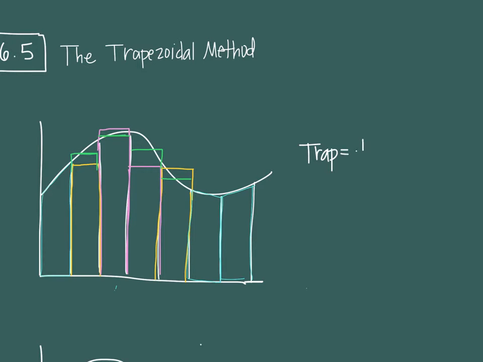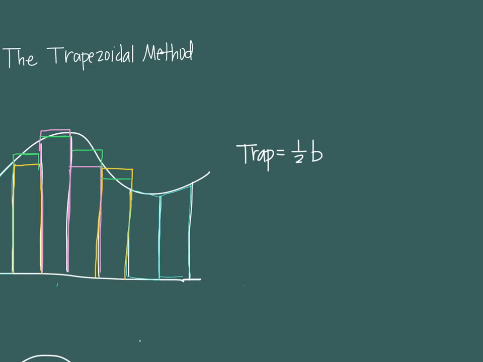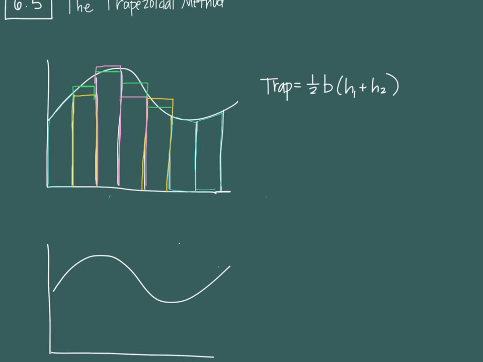Okay, a single trapezoid is found as 1/2 base times the left side and the right side put together. So that would be height 1 plus height 2. Okay, those are the two sides of the trapezoid put together. It's basically an average of the heights times the base. Now you have a blank drawing there, which we are going to come back to, so I want you to leave that there, but then go down below and we're going to work out a trapezoidal sample problem together.